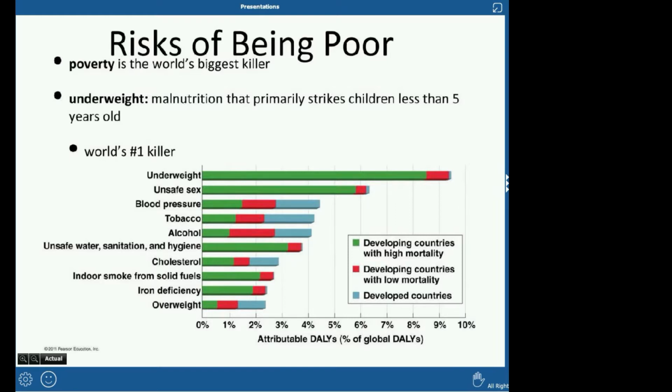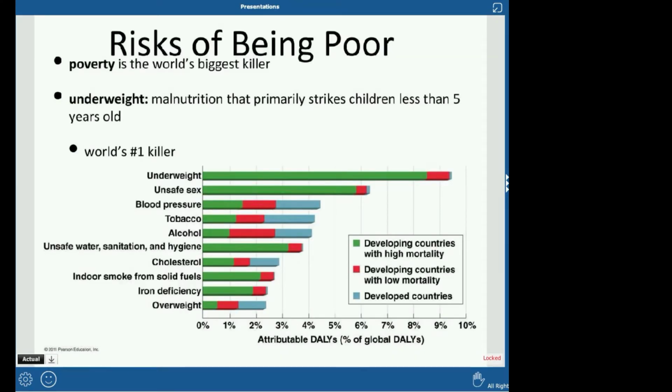If you can't afford food, you can become underweight, which often strikes kids less than 5, and that's actually the number one killer worldwide. You can see most of the kids that die from being underweight are in developing countries. This little tiny blue is developed countries. So we don't have a lot of kids dying from being underweight here, but the bulk of the world's population is in these developing countries anyway. And you can see a lot of these things, right?